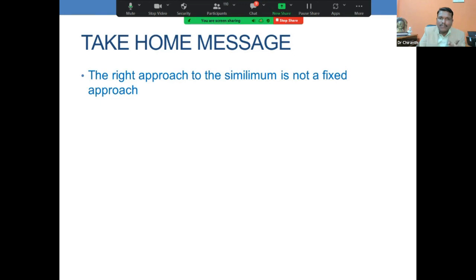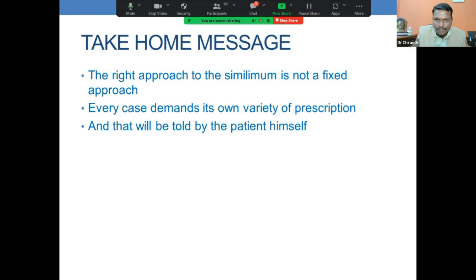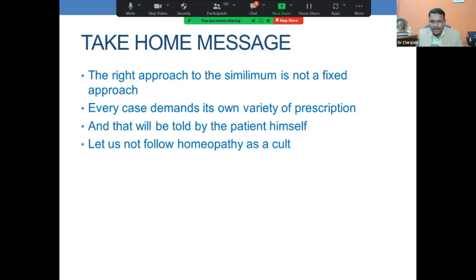So every case demands its own variety of prescription. It could be because of pathology, it could be because of mind or totality or any striking keynote. And that will be told by the patient himself. I don't have any right to fix myself to one particular kind of prescription. Let us not follow homeopathy as a cult. This is what my PG guide, Dr. Praveen Kumar sir, who was the guide in Government Homeopathy Medical College, told me: do not follow homeopathy as a cult. So that is how we have to take from all the schools.